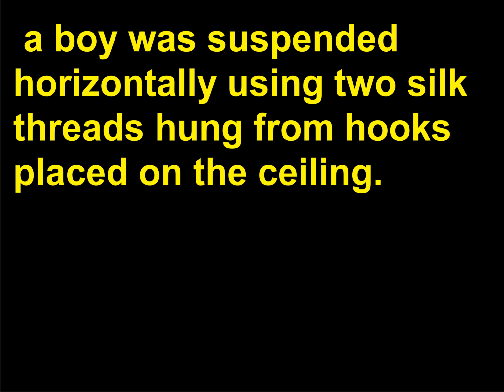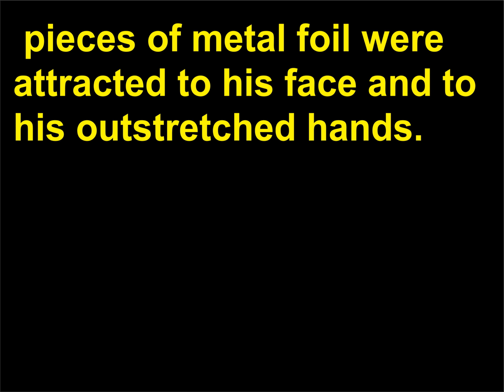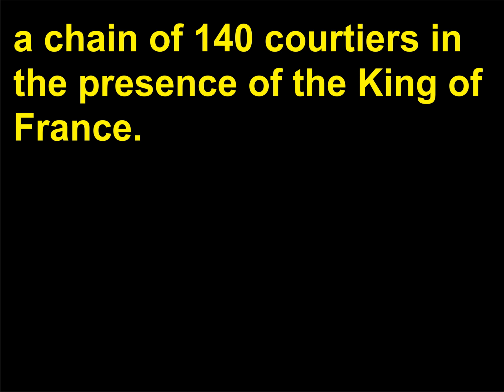A boy was suspended horizontally using two silk threads hung from hooks placed on the ceiling. When a charged tube was held near his foot, pieces of metal foil were attracted to his face and to his outstretched hands. Louis Guillaume Le Monnier discharged a Leyden jar through a chain of 140 courtiers in the presence of the King of France.